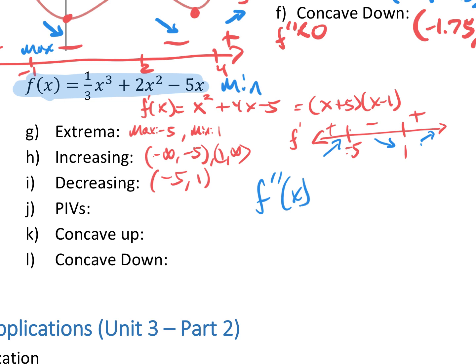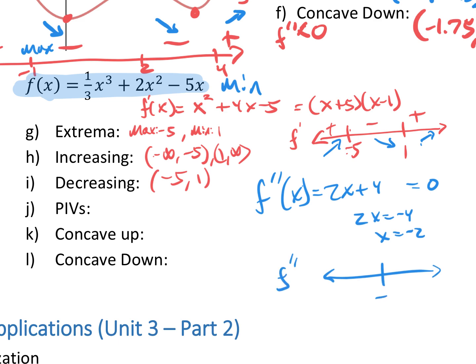Second derivative. Don't use the factored version. Use this. Take the derivative. It's a whole lot easier here. Okay, derivative of x squared is 2x. Derivative of 4x is 4. Set that equal to 0. And 2x equals negative 4, so x equals negative 2. So for our second derivative, we have a possible inflection value at negative 2.